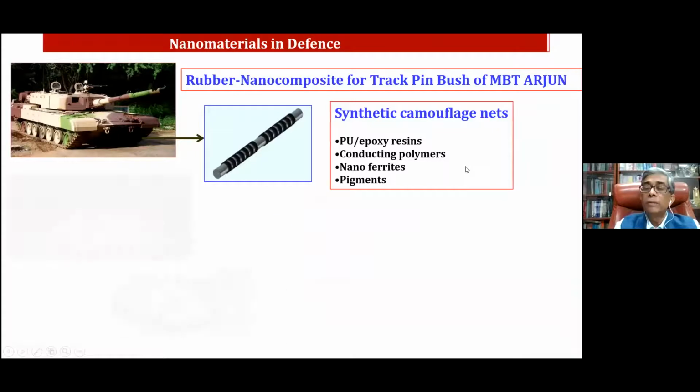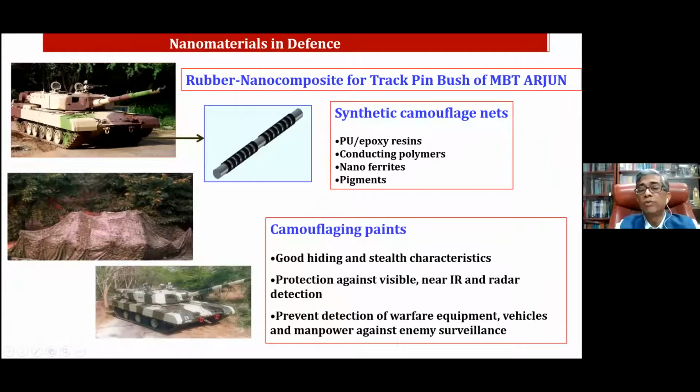Some of the camouflage nets and camouflage paints are being used with nanoferrites, pigments, conducting polymers, and polyurethane and epoxy resins, and they give good hiding and stealth characteristics. They give protection against visible, near IR and radar detection. One of my PhD students from DRDO worked with me to develop some of these special composite materials. They can also be used for vehicles and manpower against enemy surveillance.